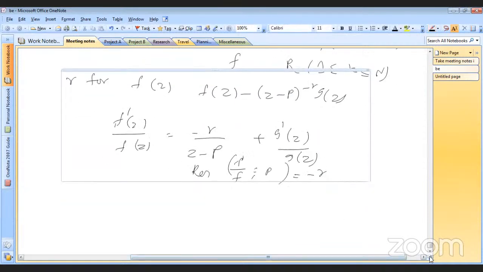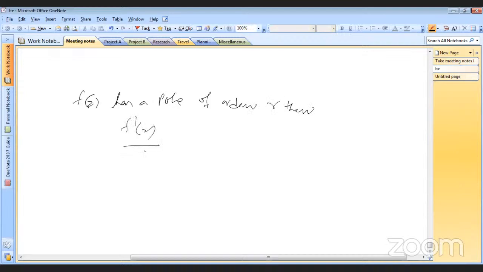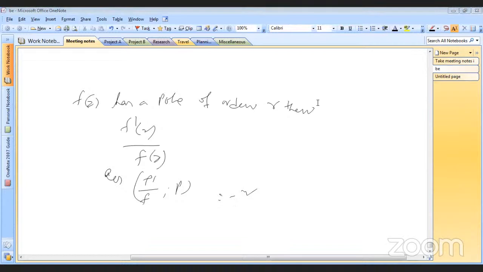So if f of z has a pole of order r at p, then f dash z by f of z has a simple pole there, and the residue of f dash by f at p is equal to minus r.